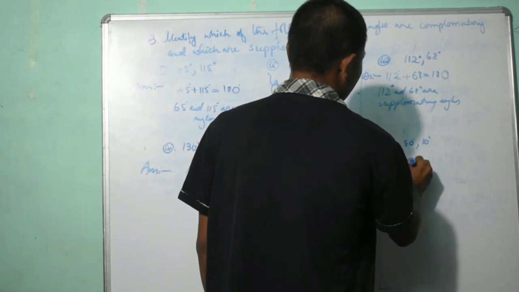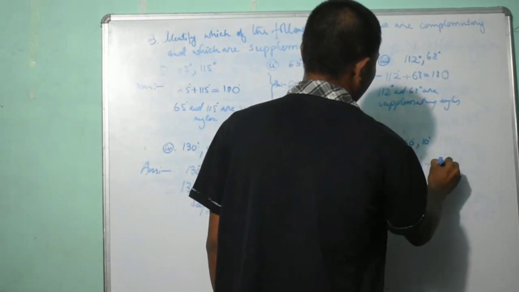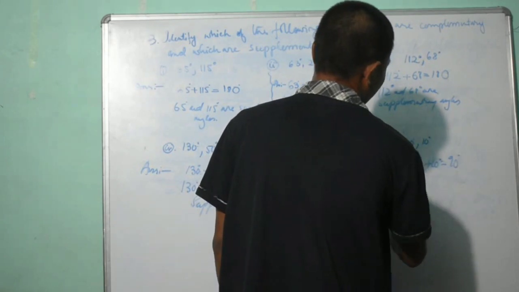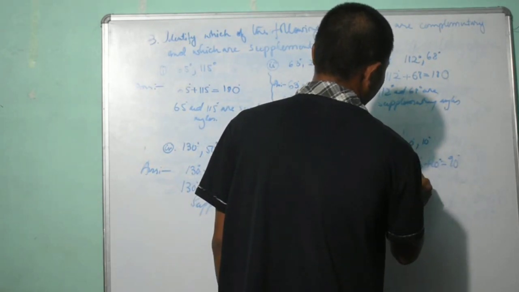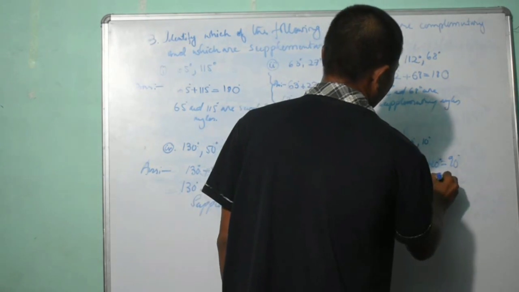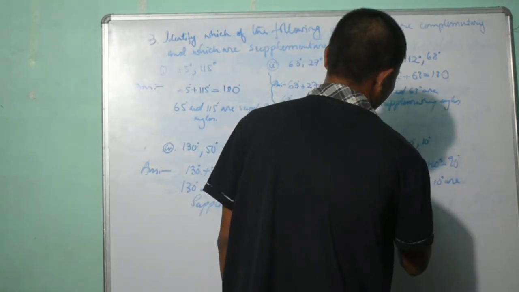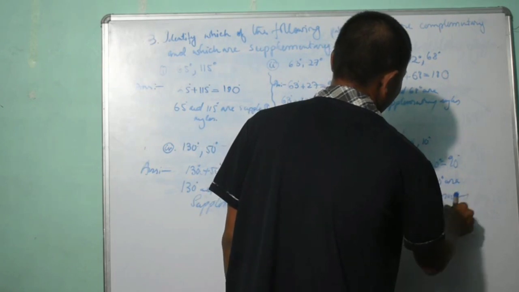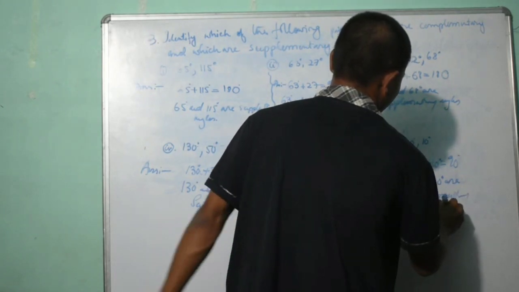In Roman number 6, 80 degree plus 10 degree equal to 90 degree. So 80 degree and 10 degree are complementary angles.